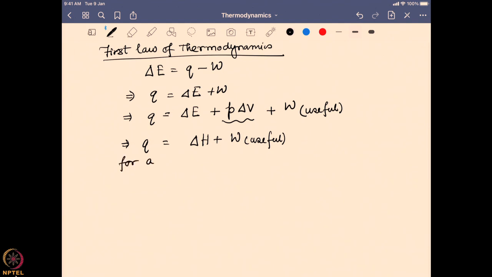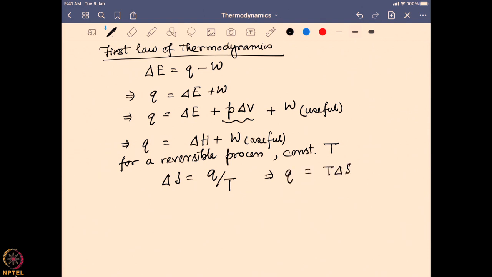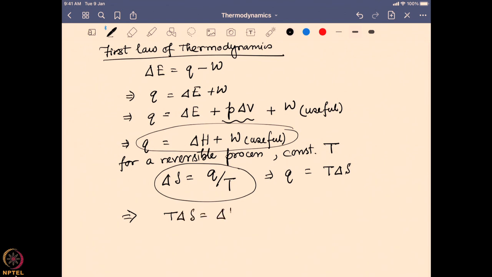Now for a reversible process occurring at a constant temperature, we know delta S is equal to Q by T, or we can say Q is nothing but T delta S. So now if I use this equation and the previous equation and exchange the values of Q, we can easily write T delta S is equal to delta H plus W useful, or we can write delta H minus T delta S is equal to minus W useful.